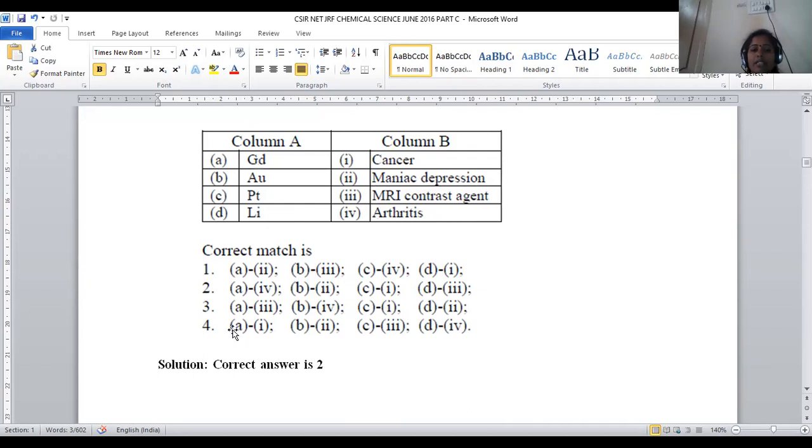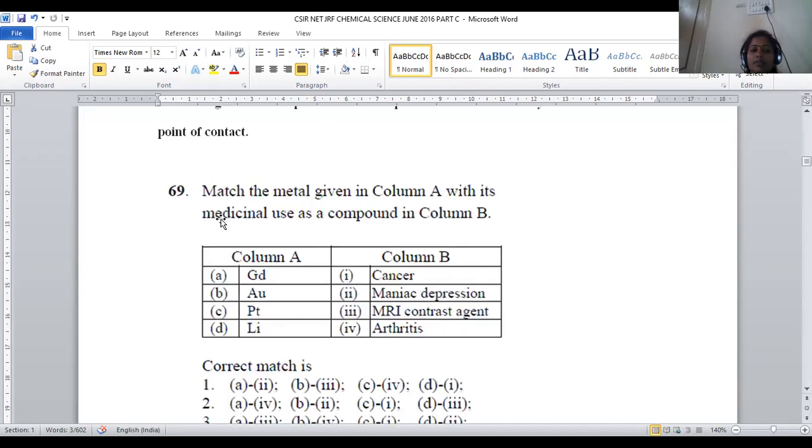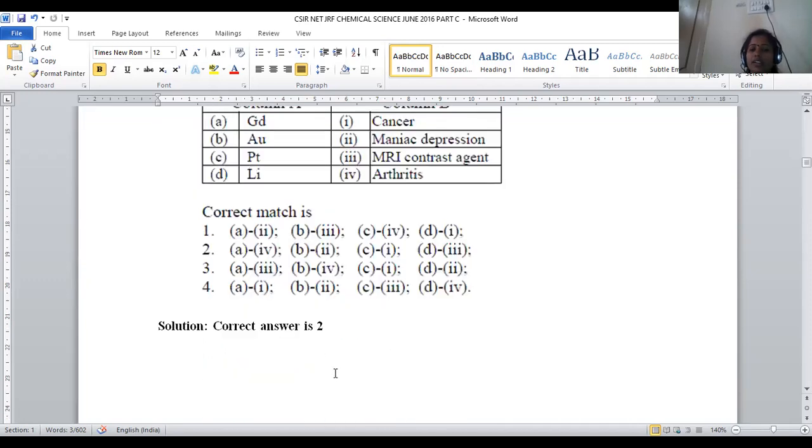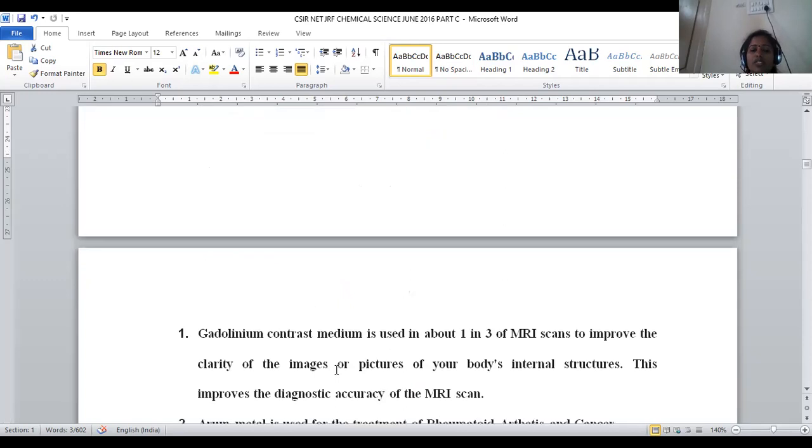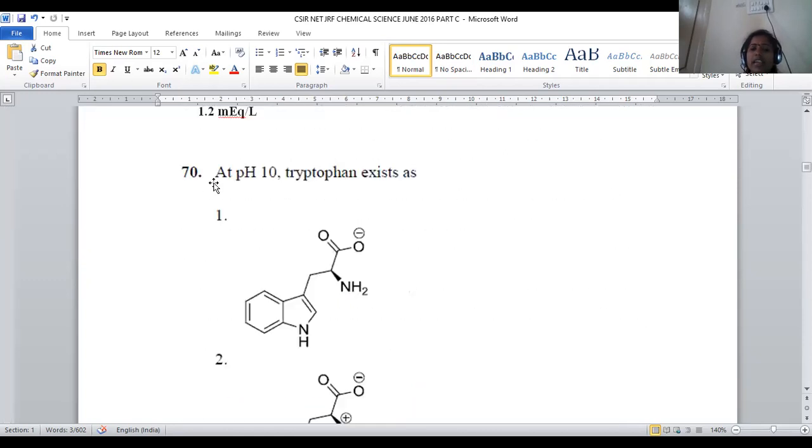So gadolinium for MRI scan, A with 3, A with 3 only given in the option number 3. So by this also we can conclude. And aurum with arthritis, B with 4, and platinum with cancer, C with 1, lithium with manic depression, D with 2. So for question number 69, option number 2 is the right answer. Let us move on to question number 17.